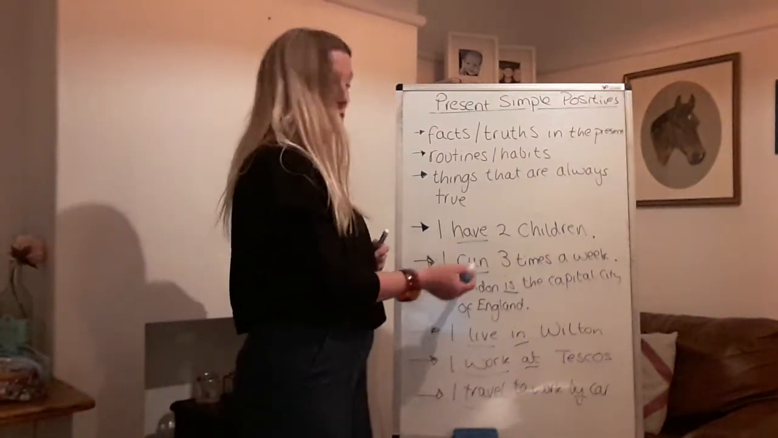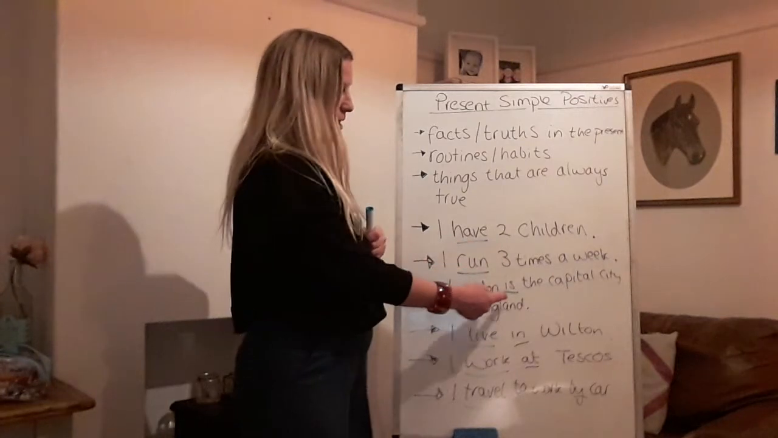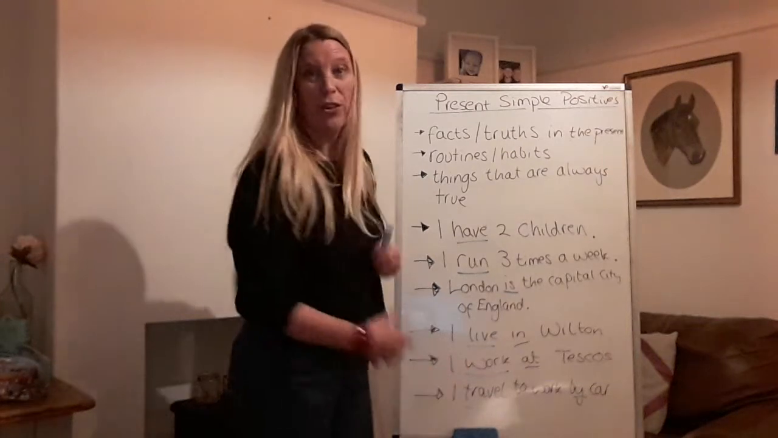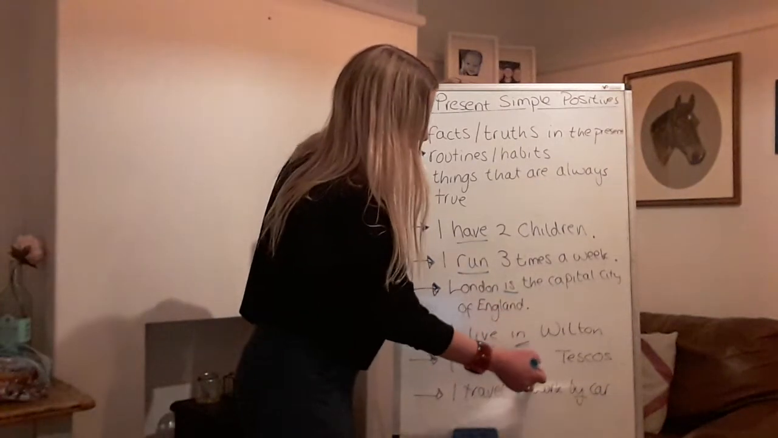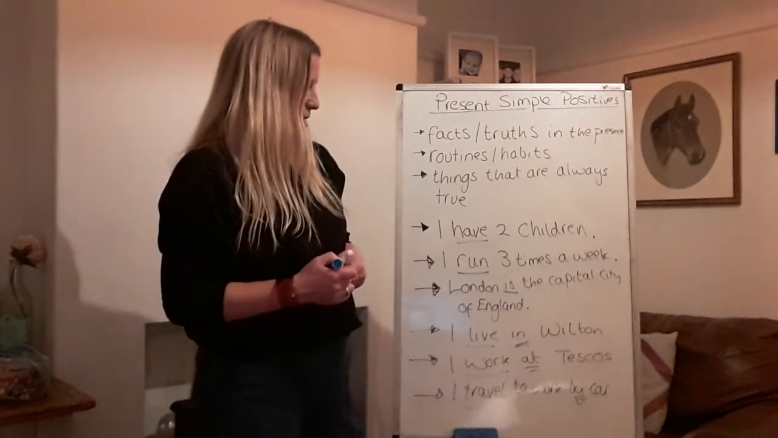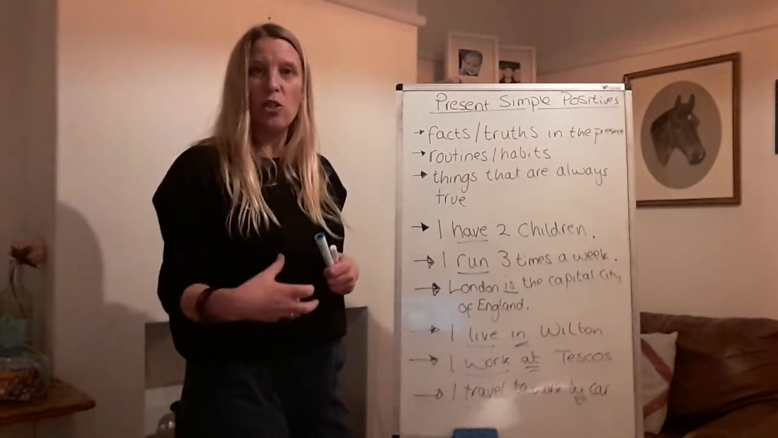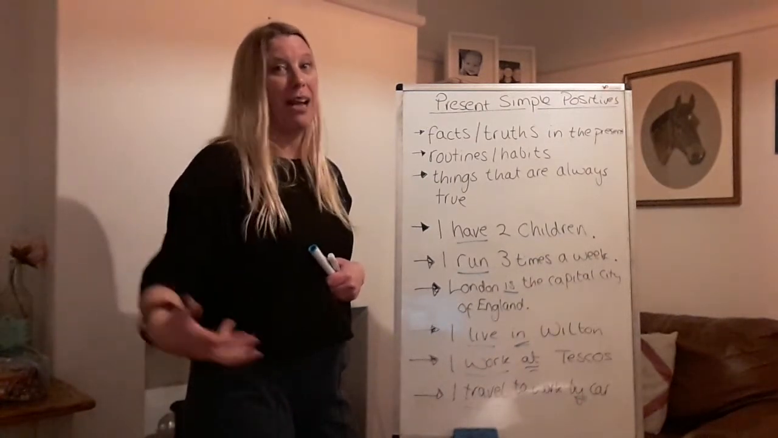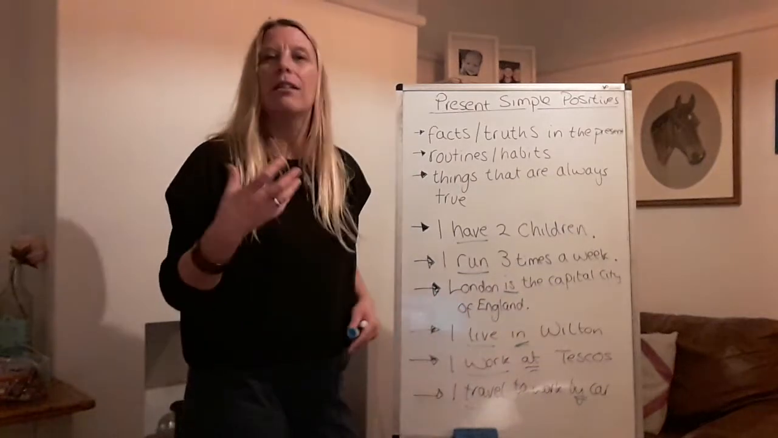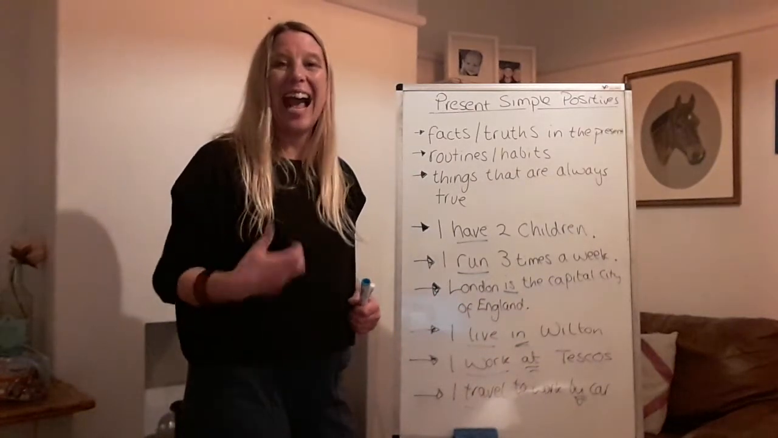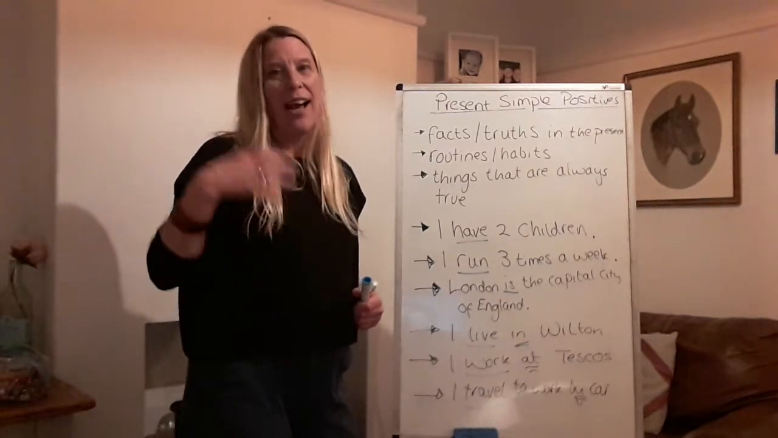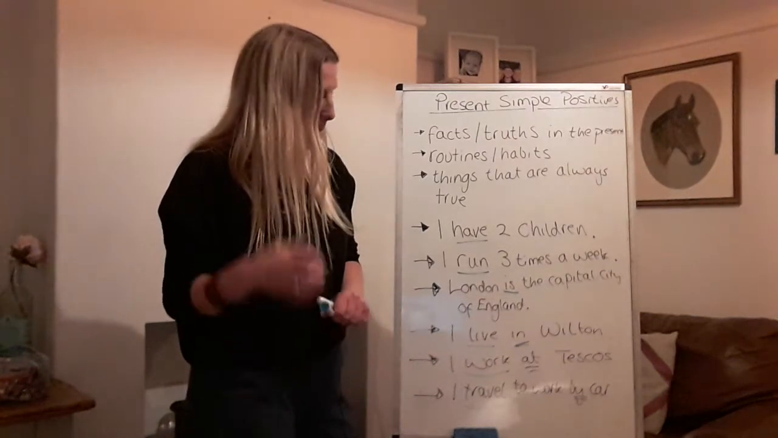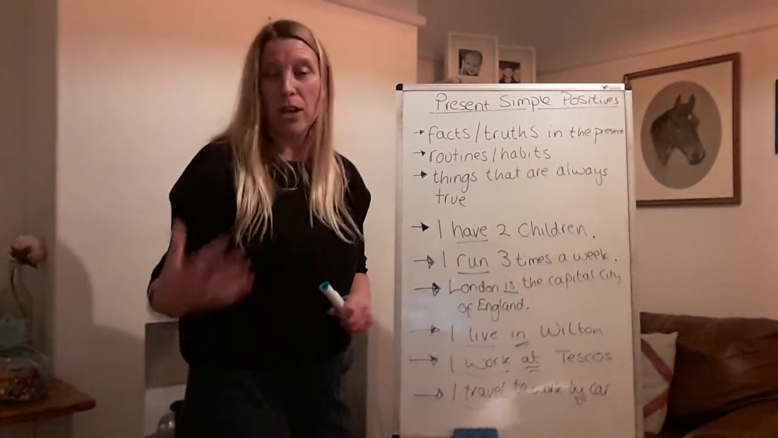And remember, these are our verbs: I have, I run, is from the verb to be, live, work and travel. And here are my prepositions: in, at and by. I live in a place, in Salisbury, in Wilton, in Southampton, in Bournemouth, in Birmingham, in Manchester. I work at the name of a company, at Tesco's, at Sainsbury's. I travel to work by car, by bus, by plane, by train.